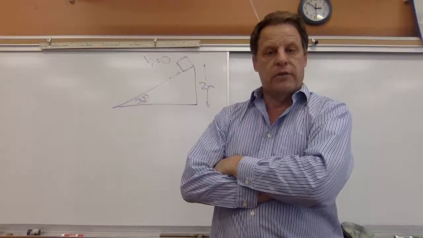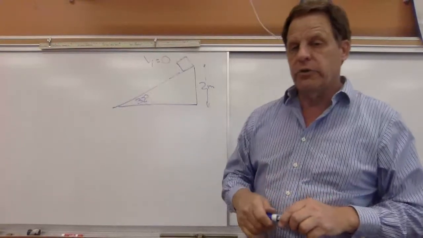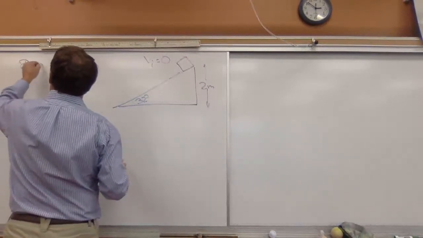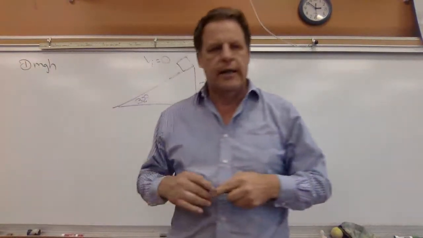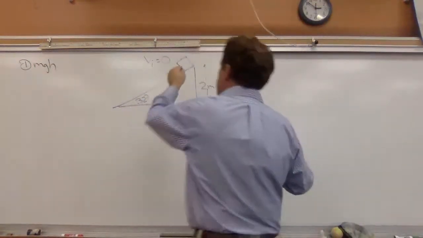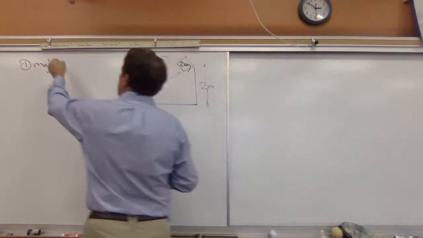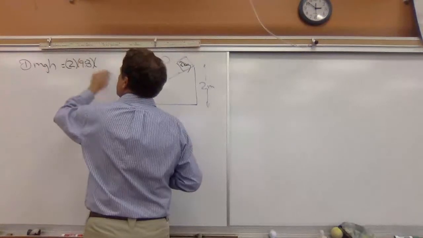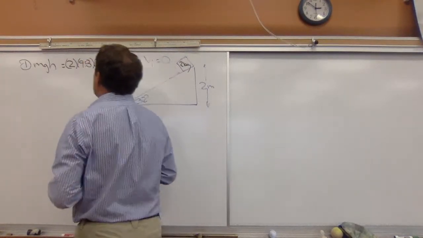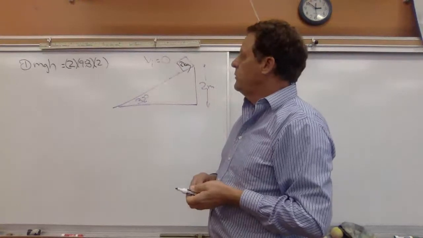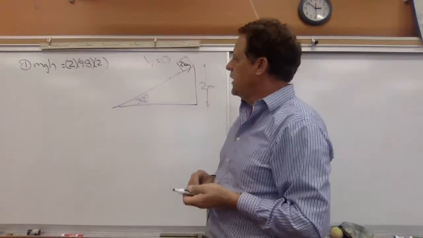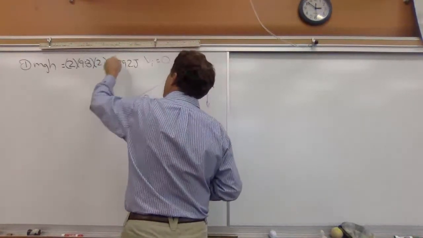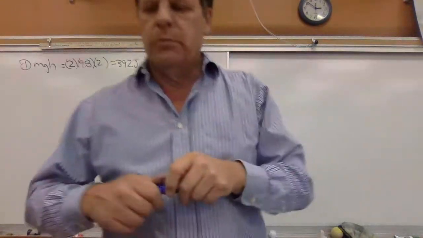So you may remember that gravitational potential energy from last week is equal to mgh. So number one is mgh, and our mass is 2 kilograms. So this is going to be 2 times 9.8 times a height of 2. 2 times 9.8 is 19.6, times 2 is 39.2, and that is going to be joules.